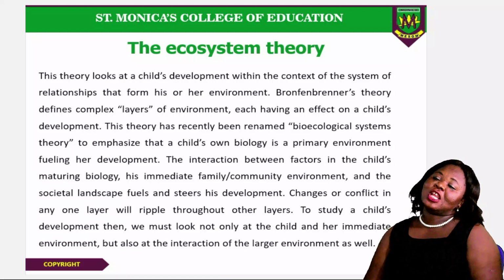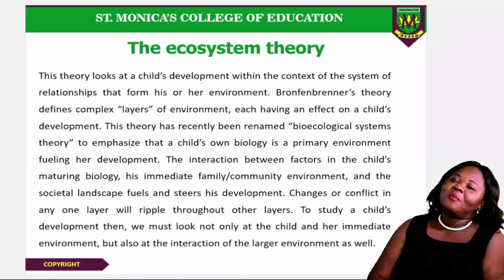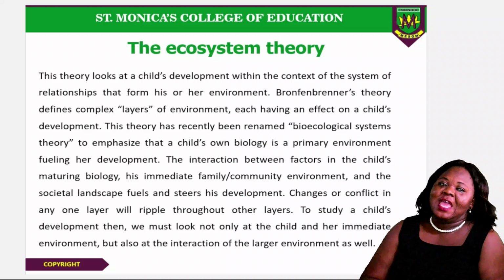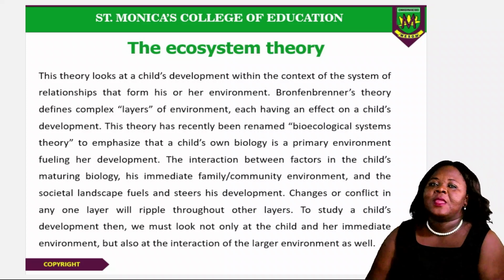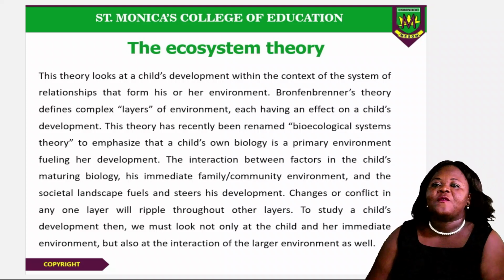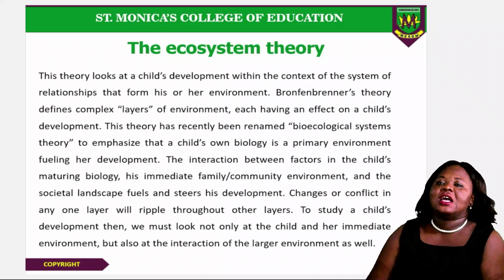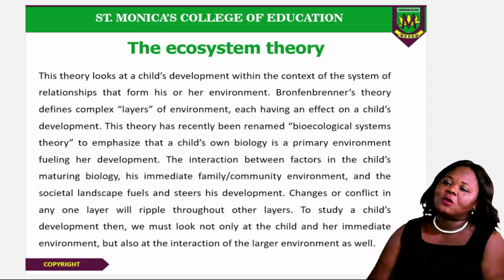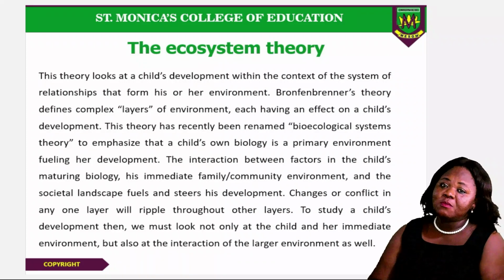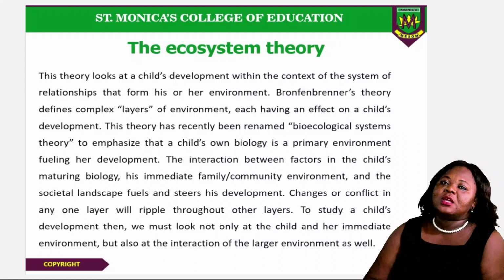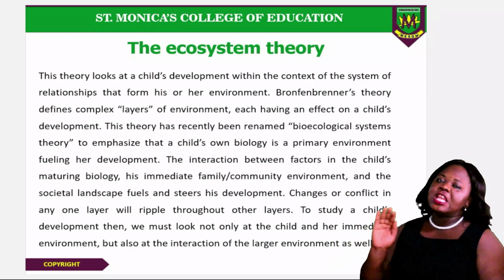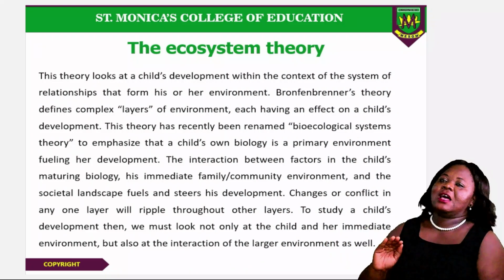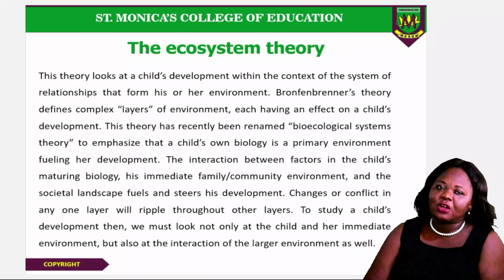The name is very big, and I'll try to see if I'll be able to mention it. I think it's Urie Bronfenbrenner's theory, and he defines it in very complex layers. He says that when you talk about the ecosystem, it is a complex layer of the environment, and each has an effect on the child's development. For him, each of the layers has an effect as the child grows.